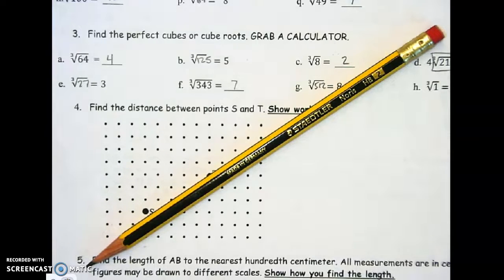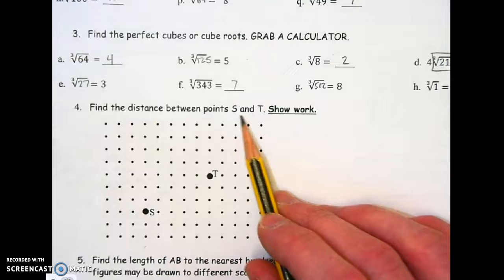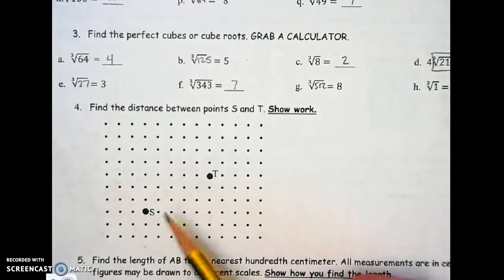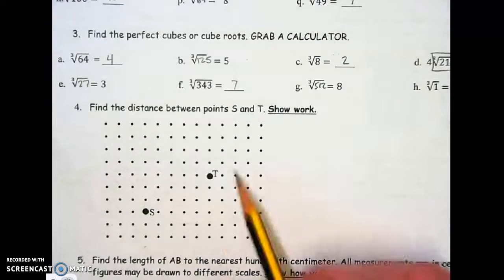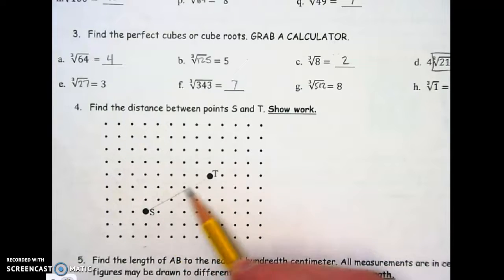Number 4, here we go. Find the distance between points S and T. If you have to plot points or find the distance between them, you're not finding the distance like going a different way. You're going straight there. You're trying to find the straight there distance.